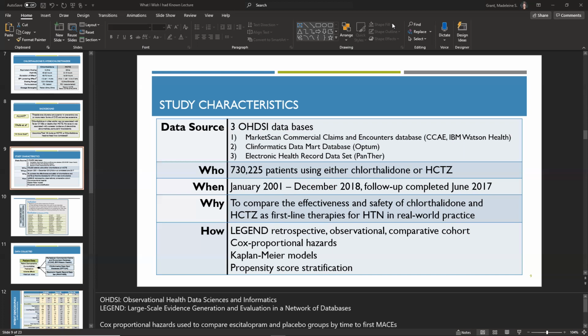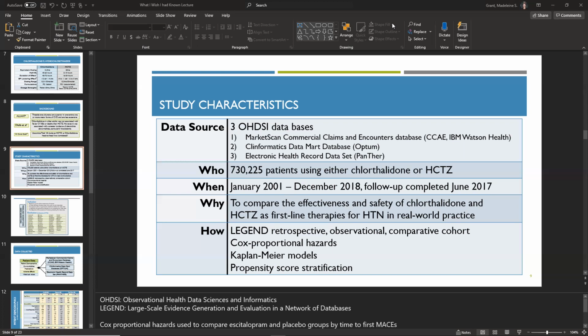And then for how, I like to use the how section as an explanation of, was it retrospective? Was it observational? Was it comparative? And any of those variables. And then you can also kind of briefly list what kind of analyses they did.